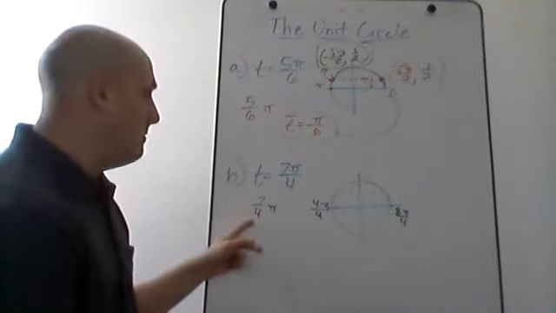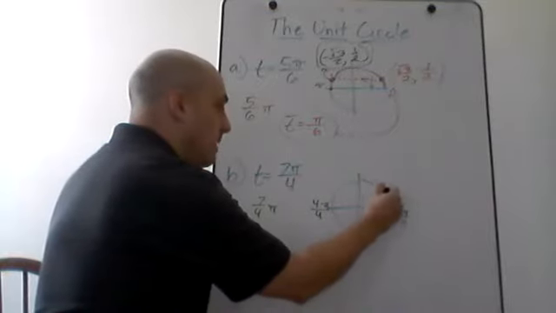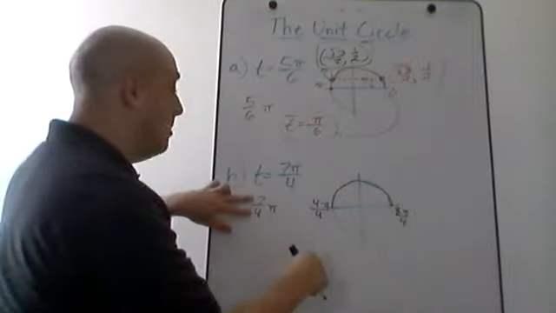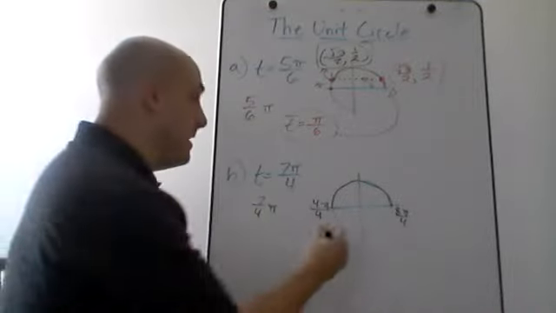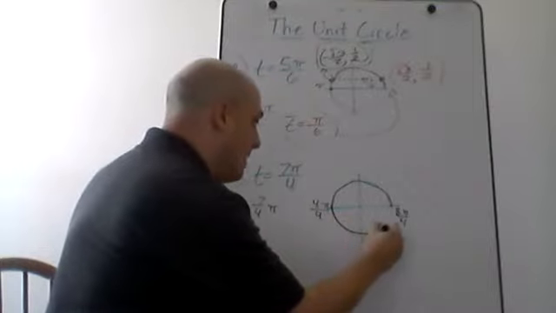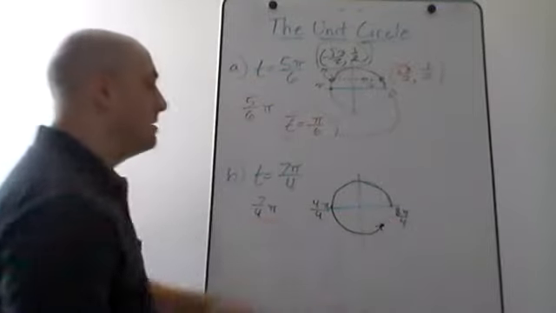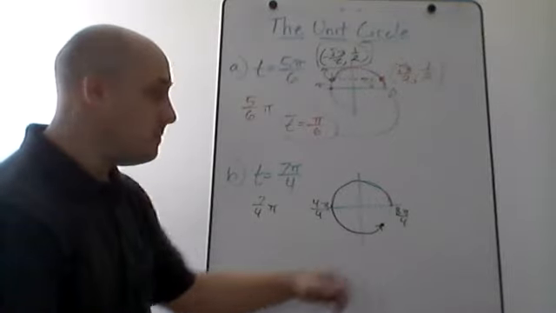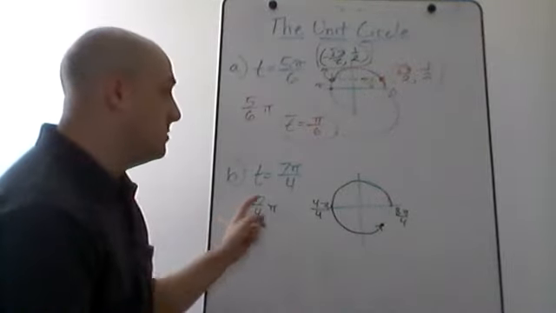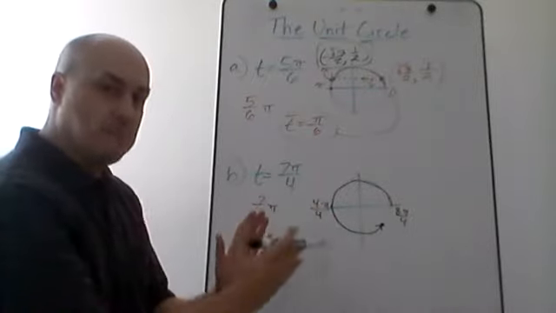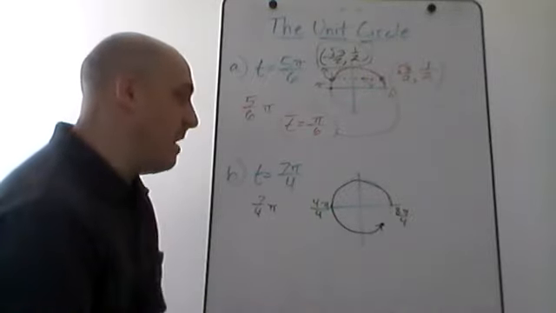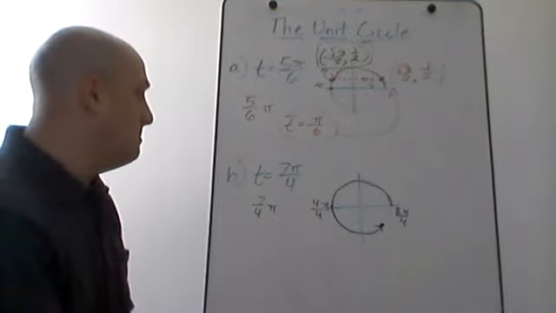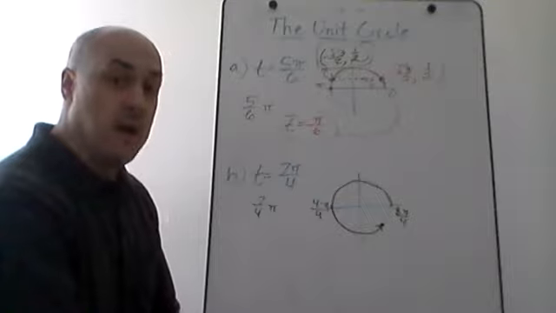So where's 7 pi over 4? Well, it's definitely more than 4 pi over 4, and it's not quite 8 pi over 4, but it's as close as I can get to 8 pi over 4 without hitting it, which means it's going to stop before I get to 8 pi over 4. It's going to go past the third quadrant and into the fourth quadrant. And again, because 7 is 1 less than 8, I know it stops right there, just before I get to 8 pi over 4 or 2 pi. So for 7 pi over 4, I'm going to be in the fourth quadrant on my coordinate plane.